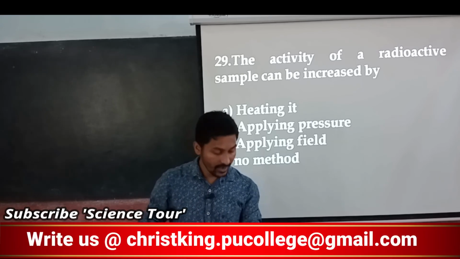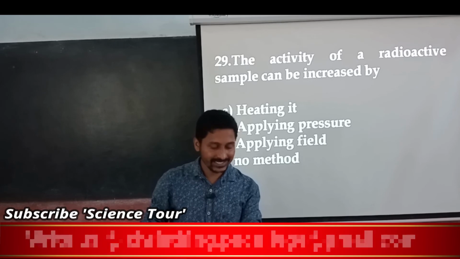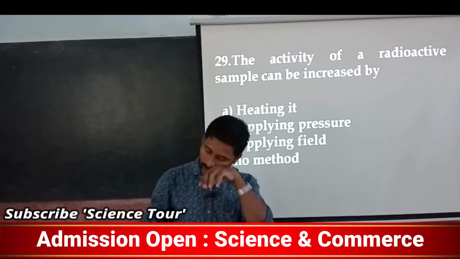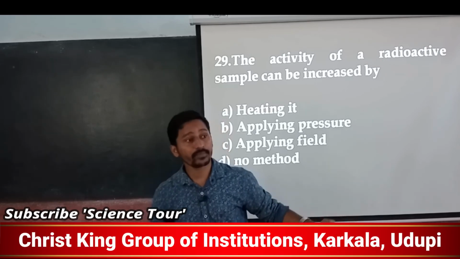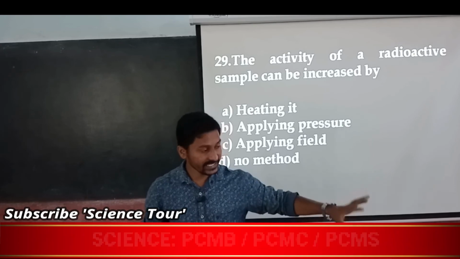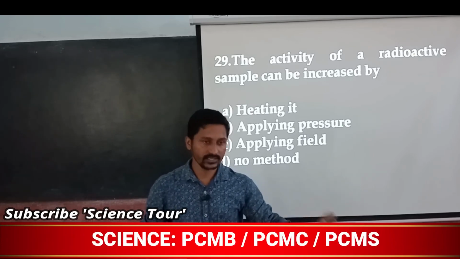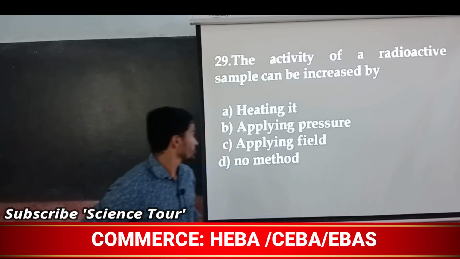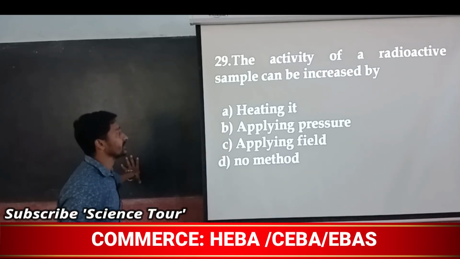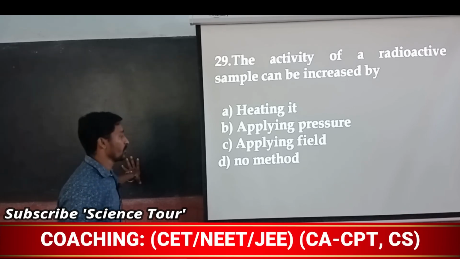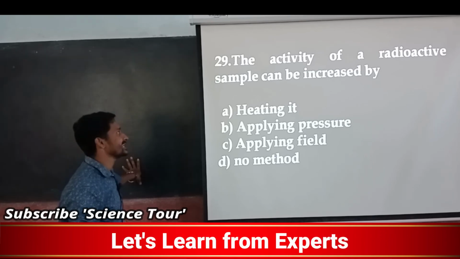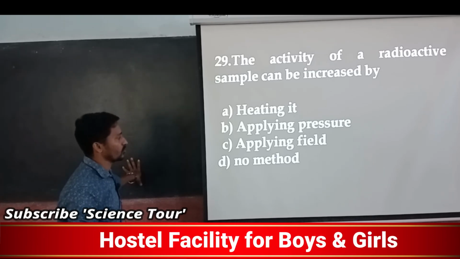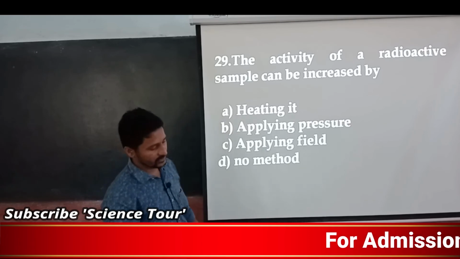No. It is a spontaneous process. It is the character of the material. You can't say that uranium will disintegrate rapidly this time, or that next year its half-life will decrease. No, it is not like that. Activity is a constant. There is no method, by heating, by applying pressure, or by applying a field, to change the activity of a radioactive substance. So there is no method to increase the activity of a radioactive sample.